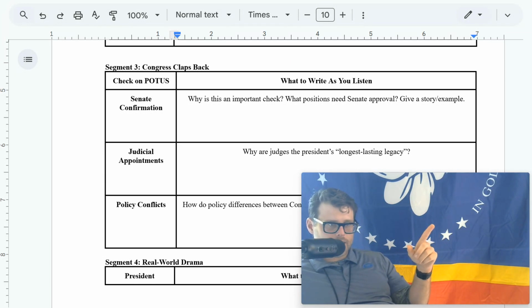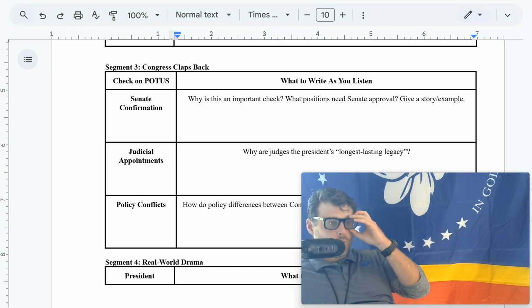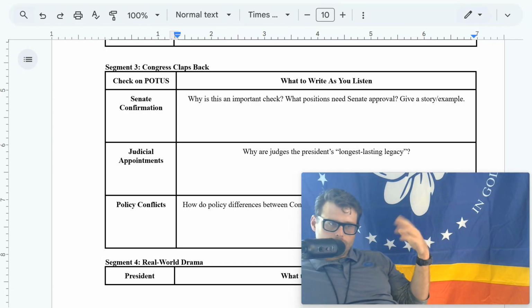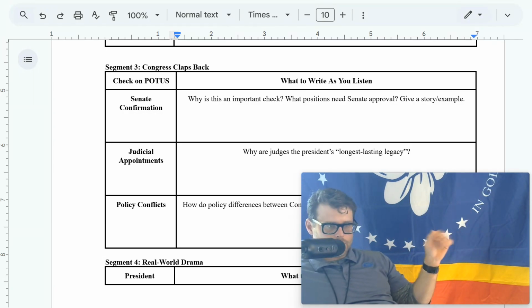Checks on the president: Senate confirmations of federal judges, ambassadors, and all those things, cabinet members. Judicial review, seeing if this executive order is actually even legal. Federal courts can help tie up the president and block the president. And Congress's own agenda will conflict with the president's agenda. And then you have legacy moves, right? Like lifetime tenures for federal judges.